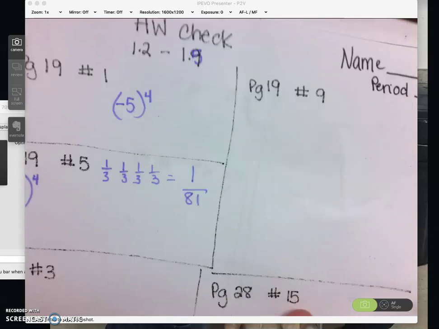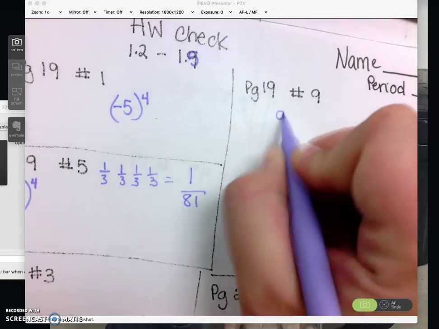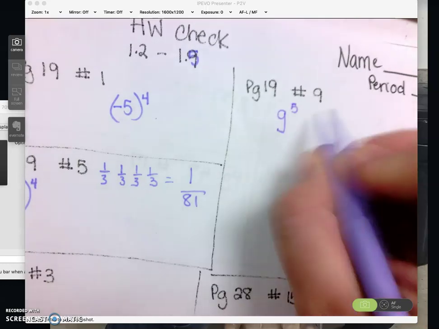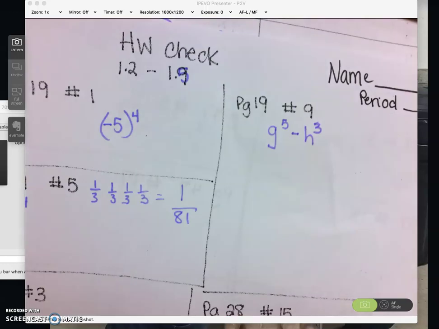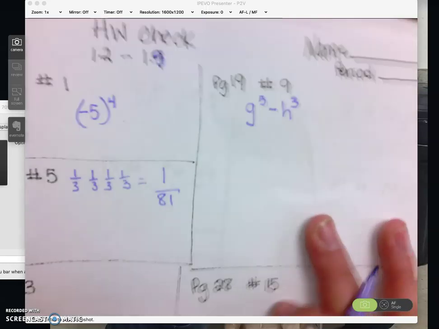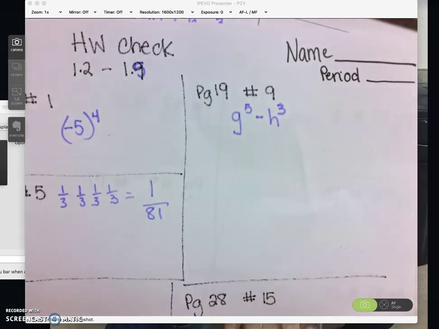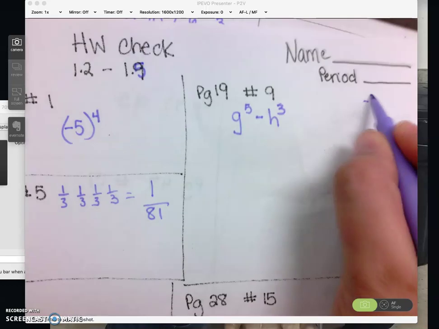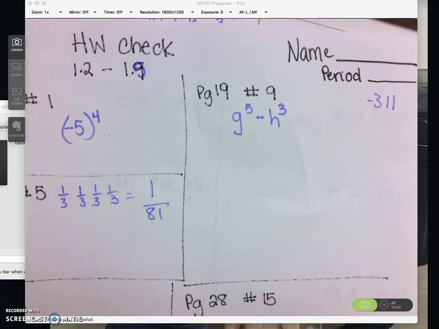Page 19, number 9. So this one should have some work shown. That's why there's a little more space there. If you just had one number, technically you would get it wrong. If I were to check it, that would be an incomplete, because you're not showing your work. If you just have the answer -311, does that tell me that you did the work and tried? No, it tells me you went to the back of the book and wrote that down.